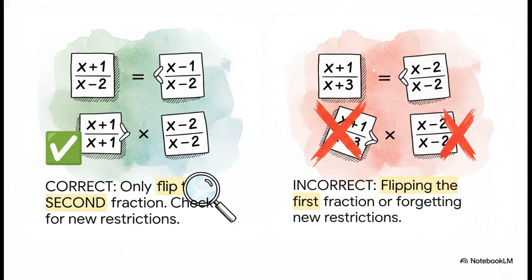The other pitfall is a little more sneaky. It's about domain restrictions. When you flip that second fraction, you create a brand new denominator, right? Well, you have to check that new denominator for values that would make it 0. For instance, say your new denominator becomes x minus 5. Well, that means x can't be 5 in your answer, because that would make you divide by 0, which is a big no-no in math.